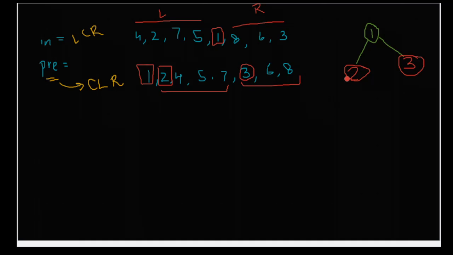Now again, let's check these values in the in-order. Elements to the left will lie in the left subtree, so the left subtree of 2 contains only 4. That's the only one, so I'm just writing it directly, since it is also a root. For the right subtree we have 7 and 5. Now which one is the root? The very first one coming in the pre-order is 5, so the root will be 5.